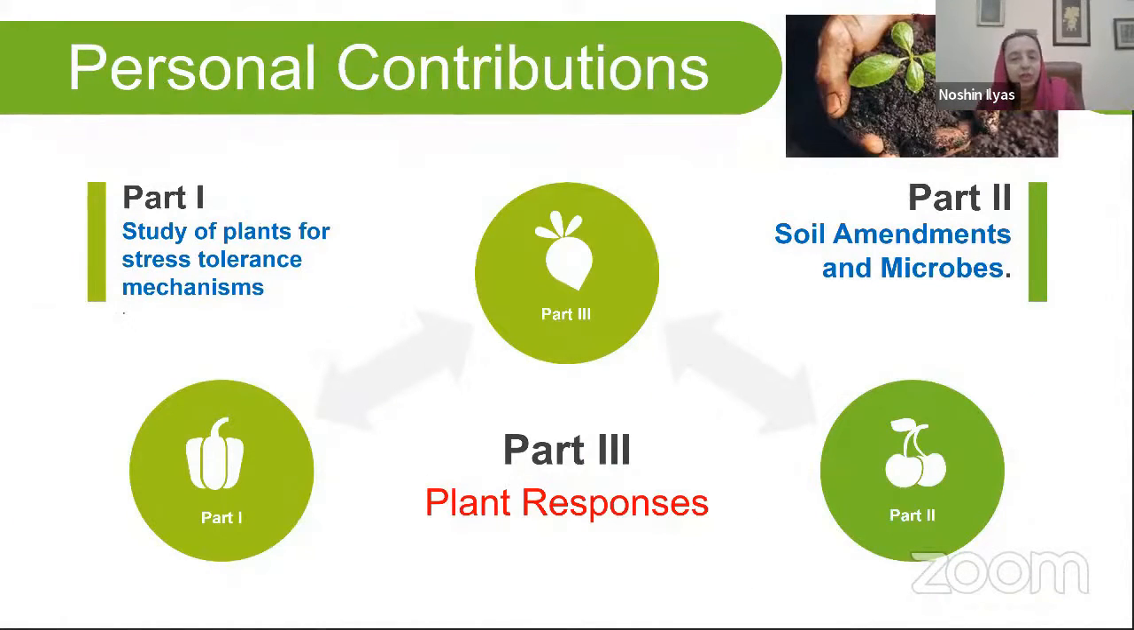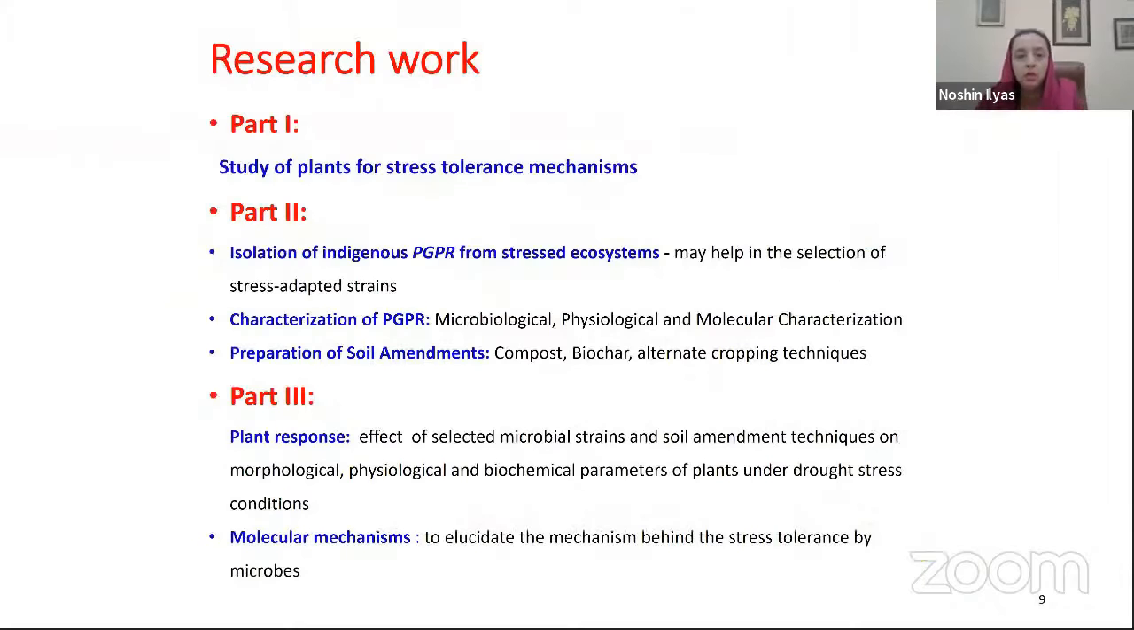Now, what are we doing in my lab? We have divided this work into three parts. First of all, we are studying the plants for the stress tolerance mechanism. Until and unless we know what is happening in the plant, how it is combating and alleviating stress, the mitigation mechanisms in the plant, we are not able to formulate any strategy for plant stresses. Along with it, we are working on soil amendments and soil microbes. In the third part, we combine these things and study the plant responses. This is the basic scheme of the research work carried out in our lab.